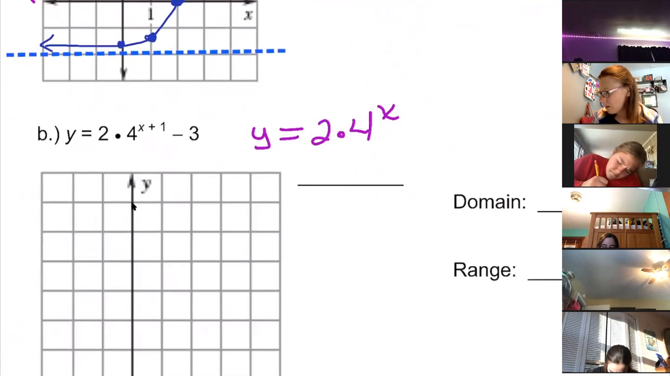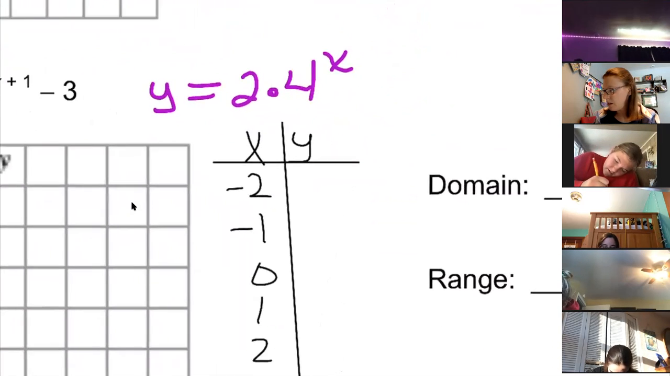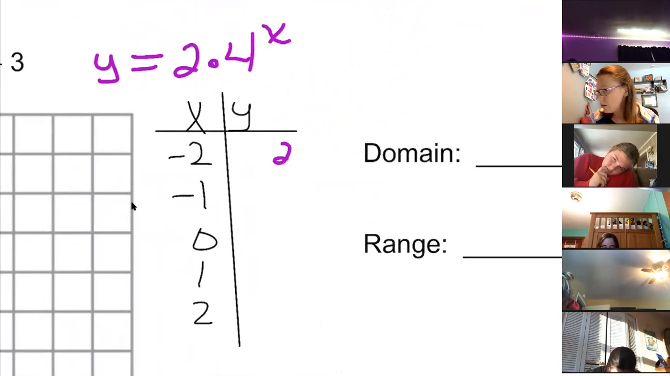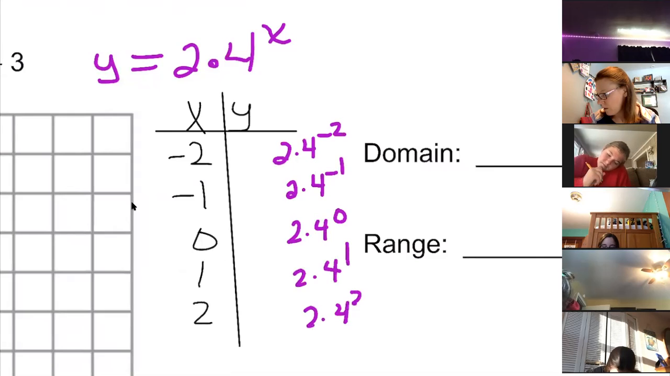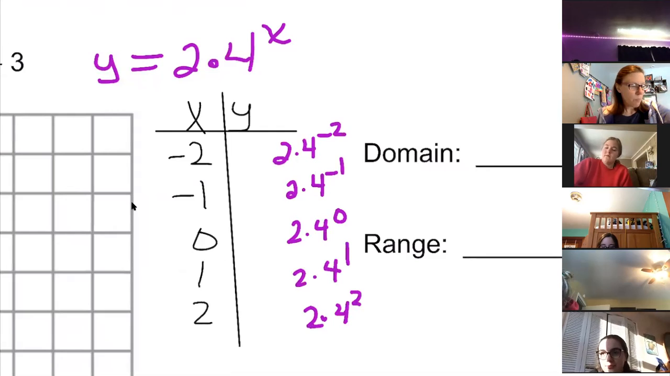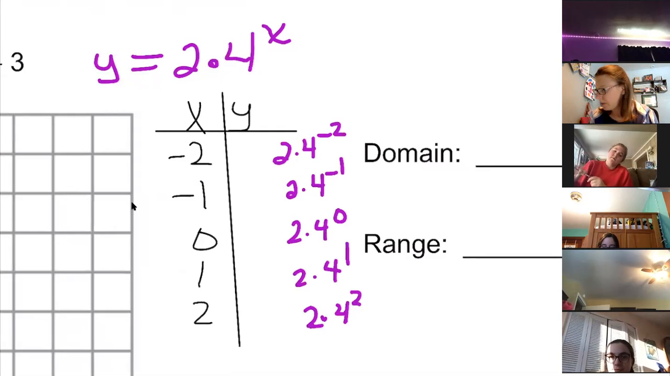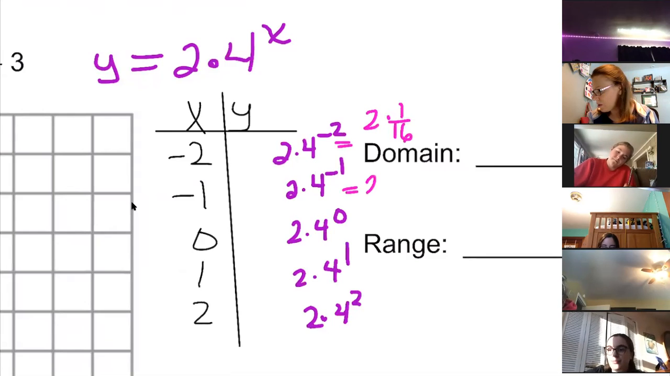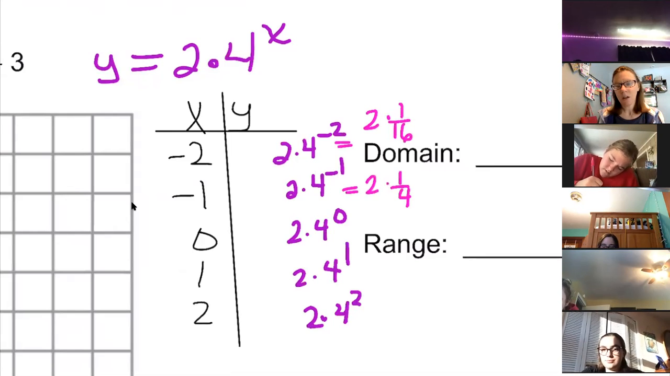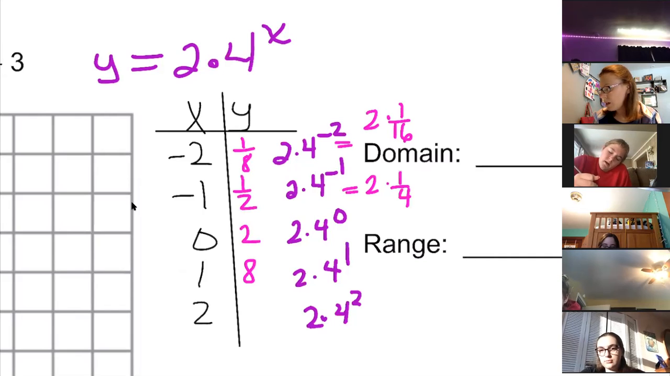So make yourself a little t-chart. Pick the same x's, plug them in to find y. So again, you're just using 2 times 4 to the x. And that last one, you're going to see that's going to get big quick, that it might not be easy to graph sometimes. So this is 2 times 1/16, 2 times 1/4, and then the other ones are a lot easier. When you place them in your t-chart, reduce them. So 2/16 is 1/8. 2/4 is 1/2. 2 times 1 is just 2. 2 times 4 is 8. And then 2 times 16 is 32.